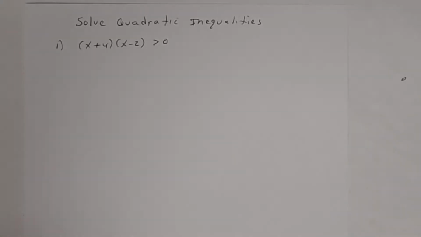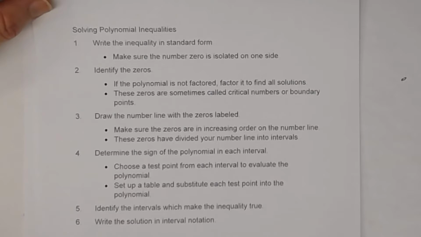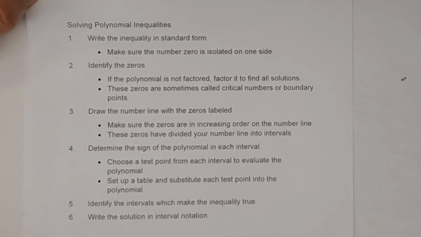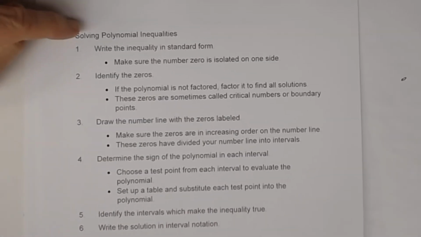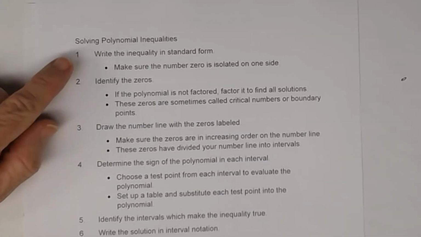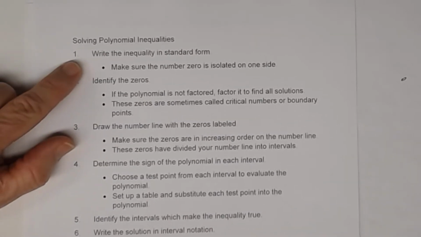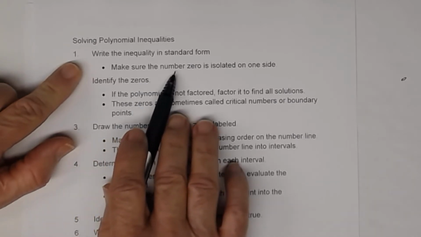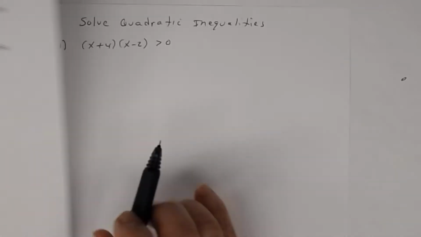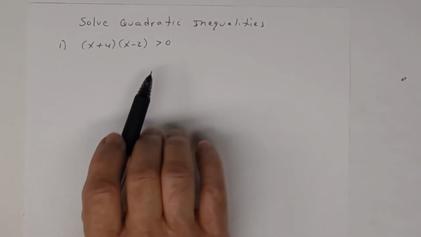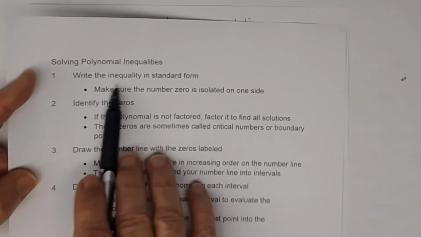Okay, so here are the steps to solving a polynomial inequality. In this case, it's a quadratic, but for any polynomial inequality, the first thing you want to do is write the inequality in standard form, meaning that you want to make sure that the number 0 is isolated on one side. If you look at this example, you have 0 on one side. So step number 1 has already been done.